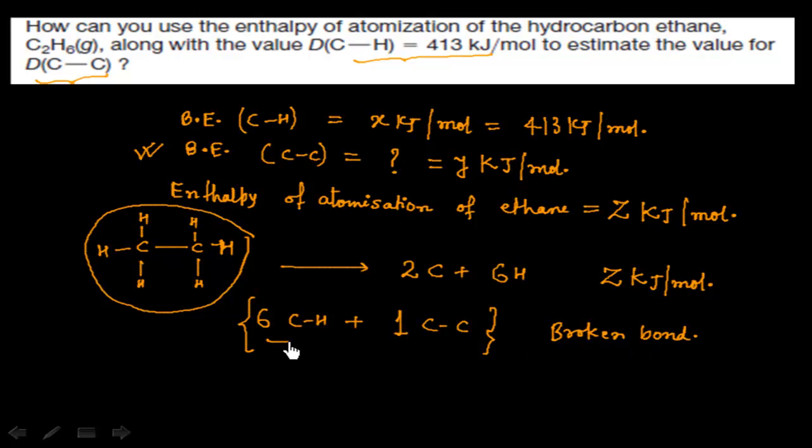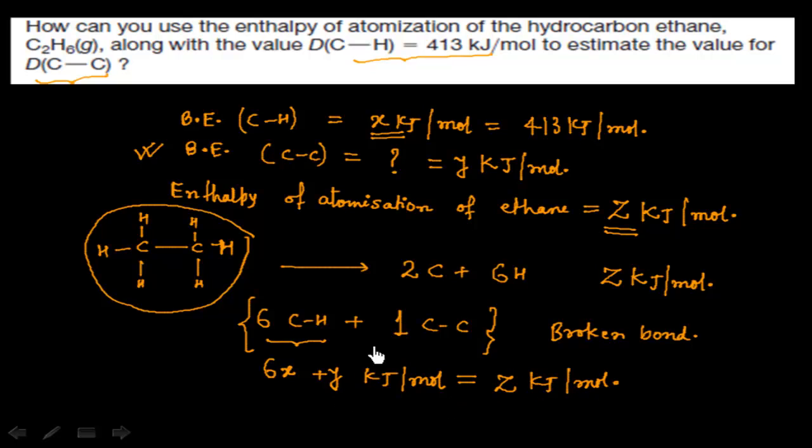This means I have to give energy to break 6 carbon-hydrogen bonds, and the bond energy for a carbon-hydrogen bond is x. So we have to give 6x energy, and we have to give the carbon-carbon bond energy, that is y kilojoule. So we have to give 6x plus y kilojoule per mole of energy. And this energy that is given is the enthalpy of atomization, that is Z kilojoule per mole.